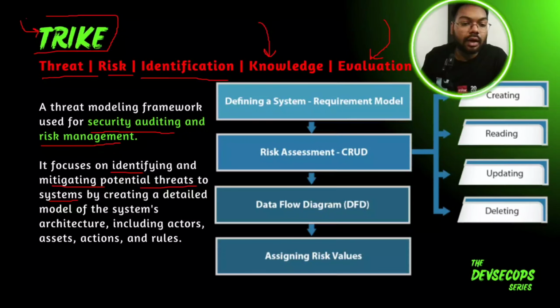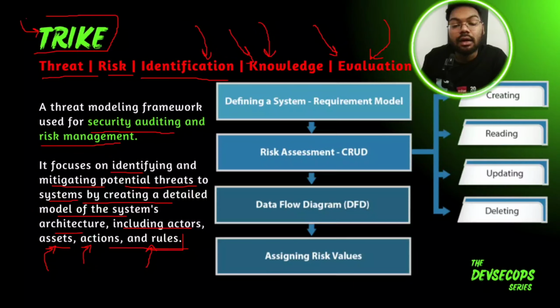So, to the system, you add these mitigation steps against potential threats by creating a detailed model of the system architecture, including actors, assets, actions, and rules. These actions could be possible on this particular thing, these are the assets which are affected, and then you can apply certain rules to safeguard against those things. So that is what TRIKE will help us with: expand the knowledge base, identify and classify the risks that you have, and then evaluate certain strategies to safeguard against these discovered vulnerabilities.